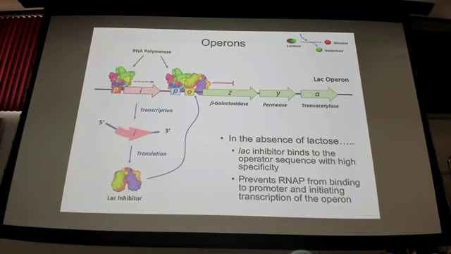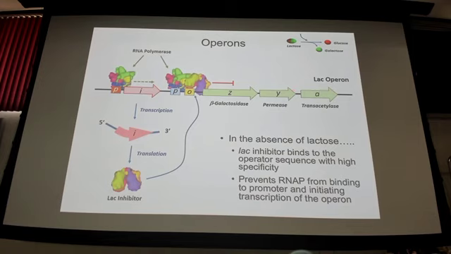And what happens is that by default, as an inducible gene, this thing is off. So this cartoon is showing that there is a repressor, a lac inhibitor, that is binding to that operator site. Can you see that? It's binding to that operator site, and it's blocking the polymerase from transcribing the genes in that operon. That's what that red block means.